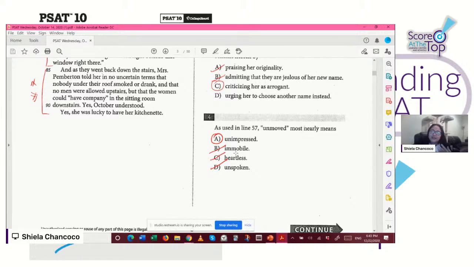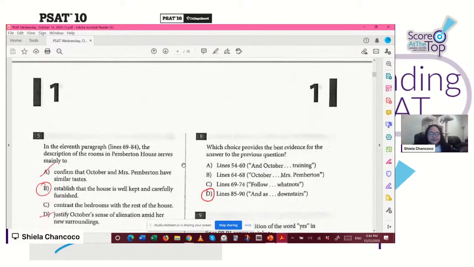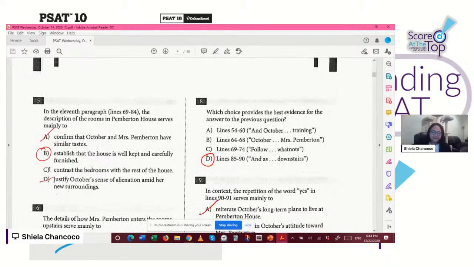It's not immobile. We're not talking about moving a furniture. So we're talking about Mrs. Pemberton. I can never say her name right. Pemberton, right, is basically unimpressed. But I like to just go through and see if it's anything else here. But it's not heartless. It's not unspoken. It's definitely unimpressed. We're for sure it's A. We can move on. All right. So let's go for 5.